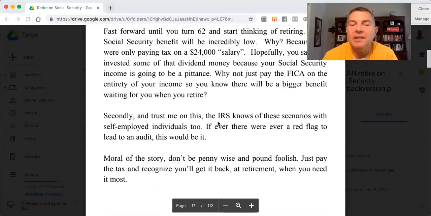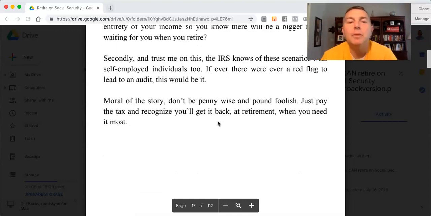Secondly, and trust me on this, the IRS knows of these scenarios with self-employed individuals too. If ever there were a red flag to lead to an audit, this would be it. Moral of the story, don't be penny wise and pound foolish. Just pay the tax and recognize you'll get it back at retirement when you need it most.